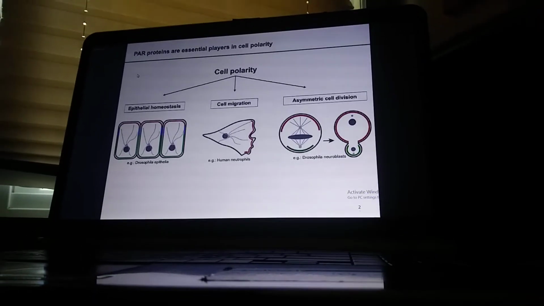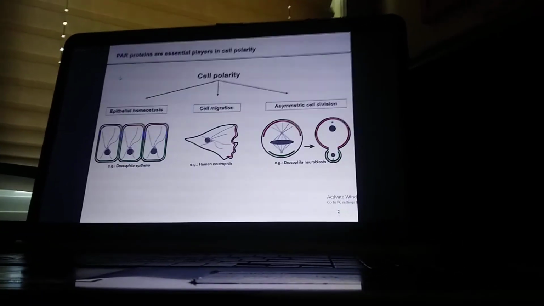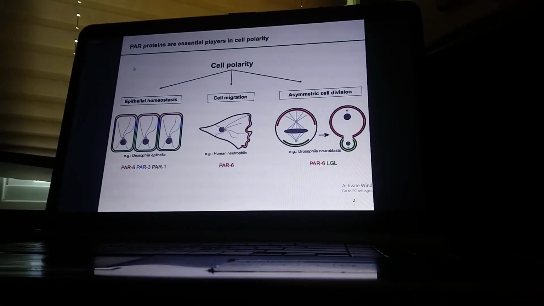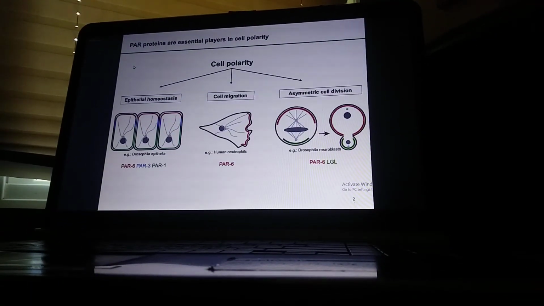epithelial homeostasis, cell migration, and asymmetric cell division. And we're particularly interested in the PAR polarity network of proteins, and this is a conserved family of proteins across all animals, and they are crucial players in polarizing many cell types across metazoans. So we use the one-cell embryo of the worm as a model system to understand PAR-driven polarization.